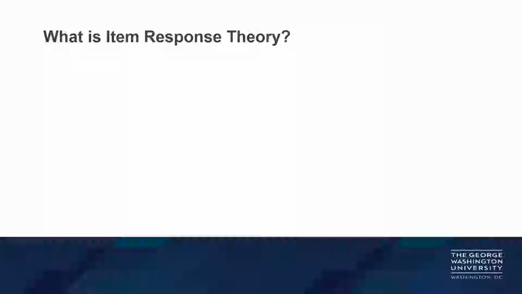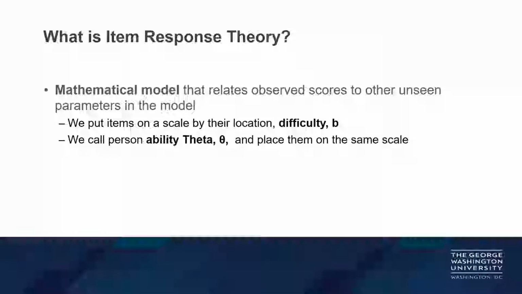So what is item response theory? We mentioned models before. Here we'll call it a mathematical model that relates observed scores to unseen parameters in the model. We can put items on a scale by their location. That location we'll call difficulty. Often we give it the lowercase b symbol. We can call person ability theta. There's the symbol for theta. And we place them on the same scale.